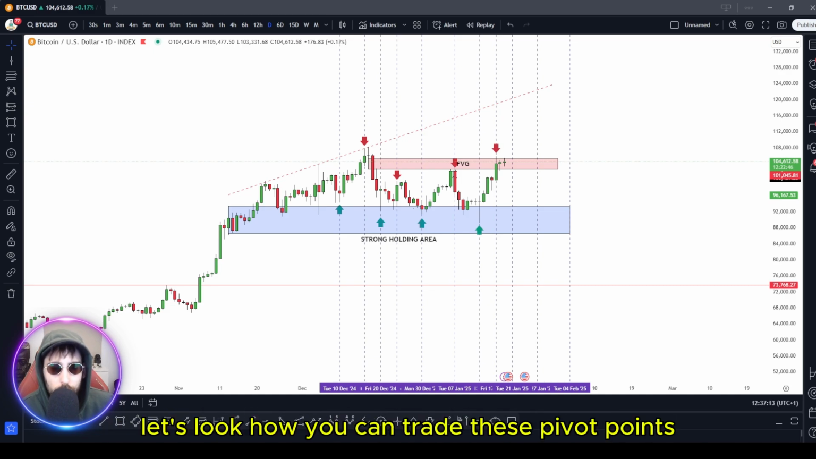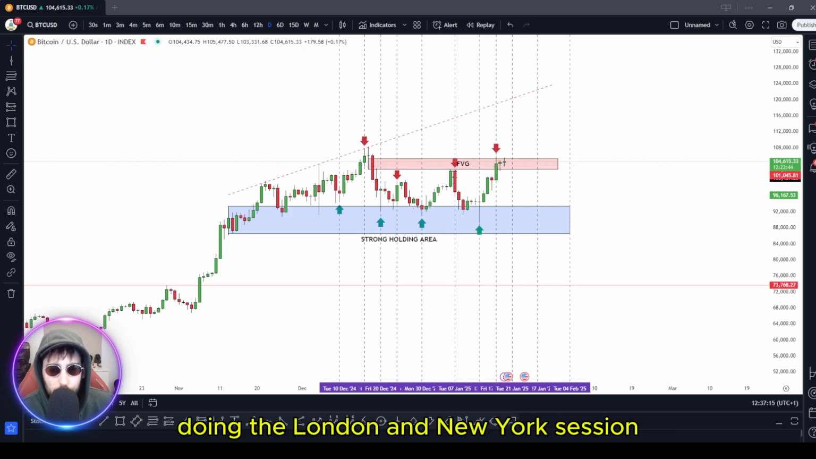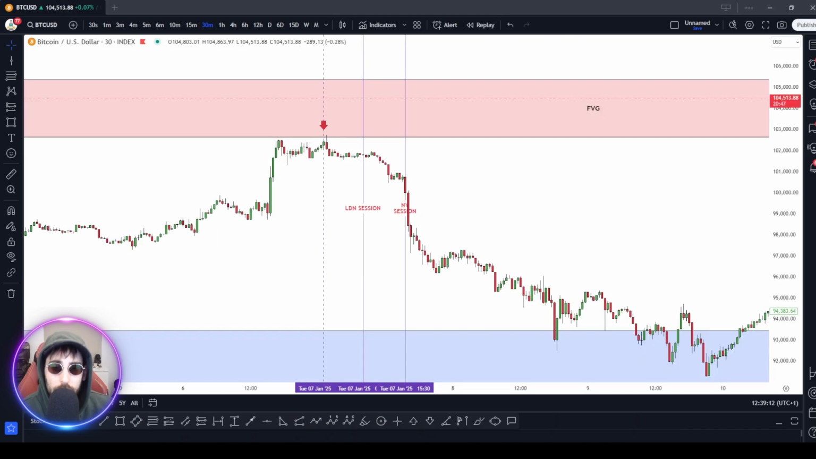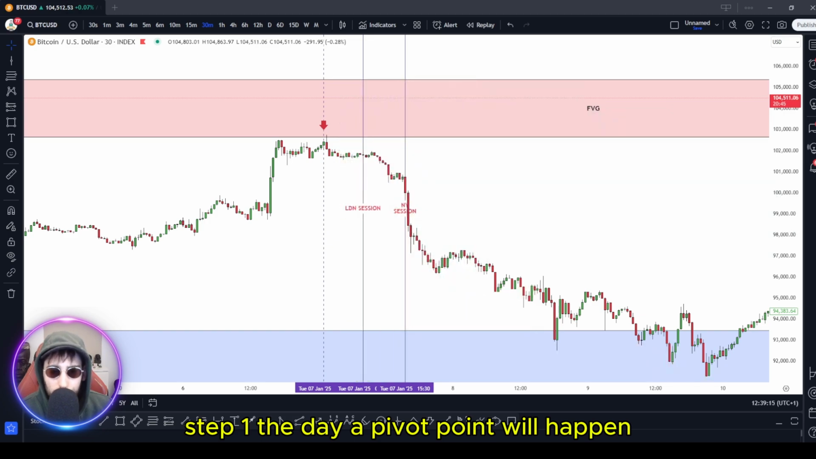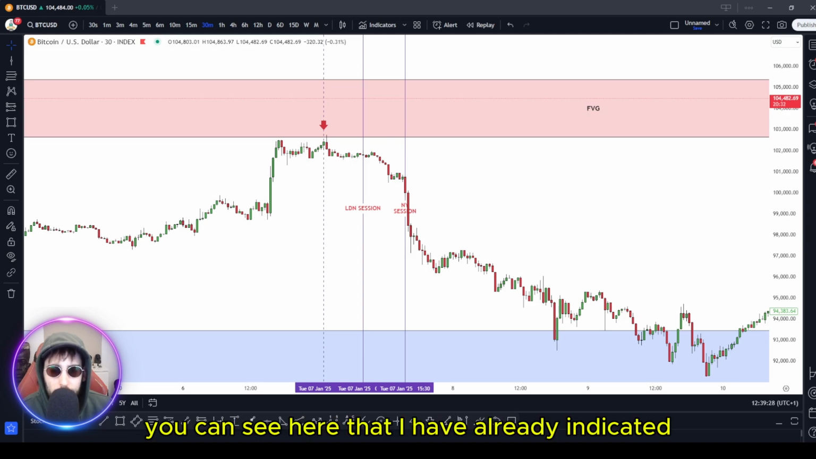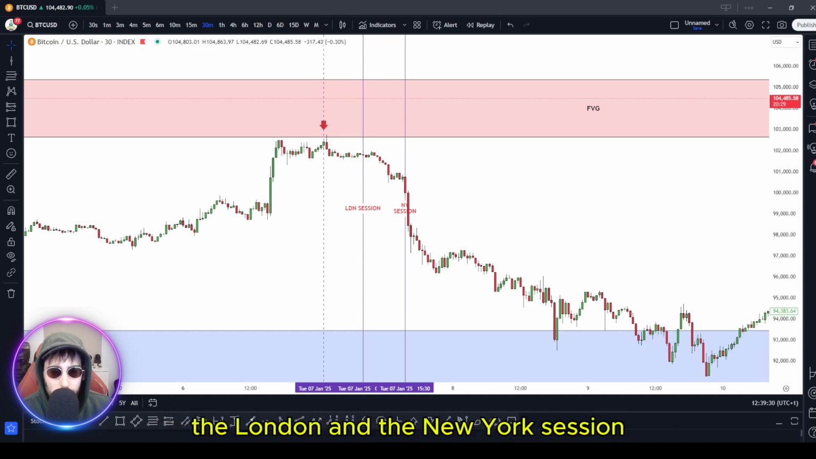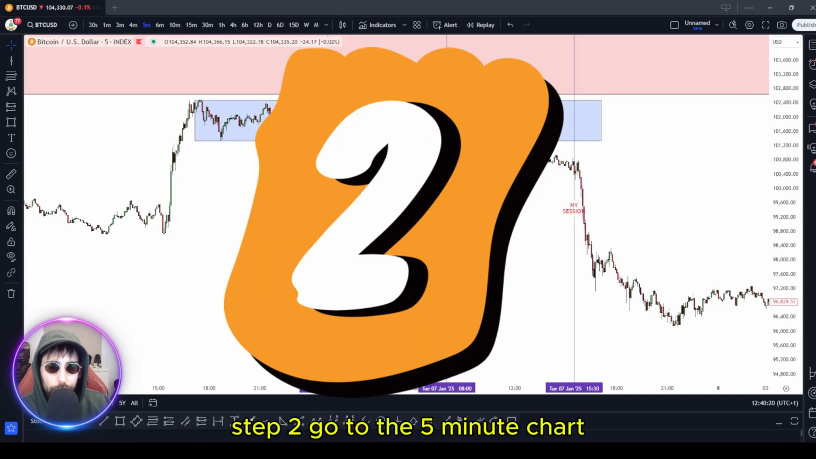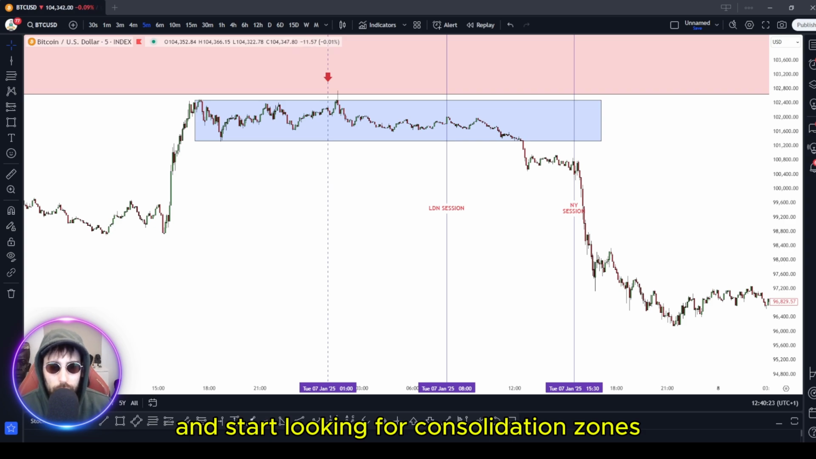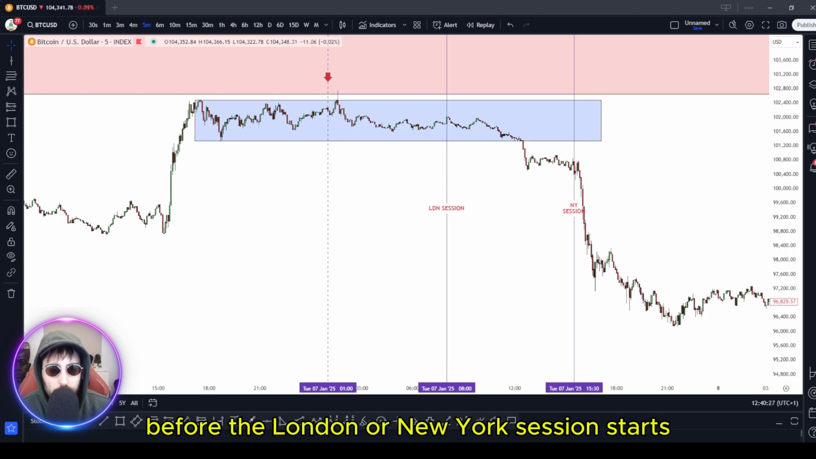But for now let's look how you can trade these pivot points during the London and New York session. Step 1. The day a pivot point will happen, go to the 30-minute time frame and mark the opening of the London and the New York session. In Europe, this is 8 AM for the London session and 3:30 PM for the New York session. You can see here that I have already indicated the London and the New York session. Step 2. Go to the 5-minute chart and start looking for consolidation zones, change of trend or liquidity points before the London or New York session starts.